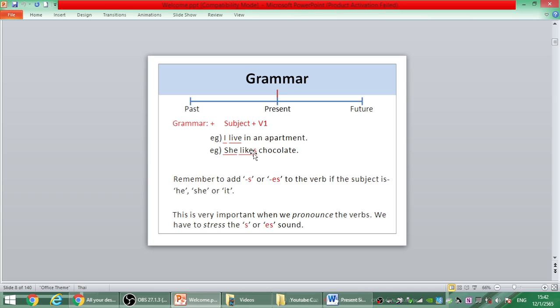Remember to add s or es to the verb if the subject is he, she or it. So here we have she in the sentence. We need to add s or es to the verb. This is very important when we pronounce the verbs. We have to stress the s or es sound. She likes chocolate, not she like chocolate. Make sure you pronounce the S.